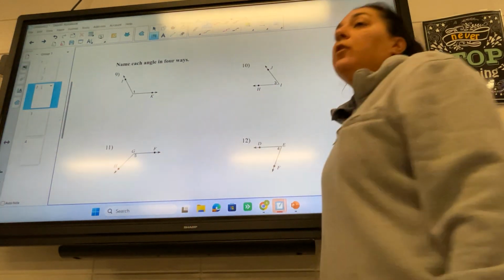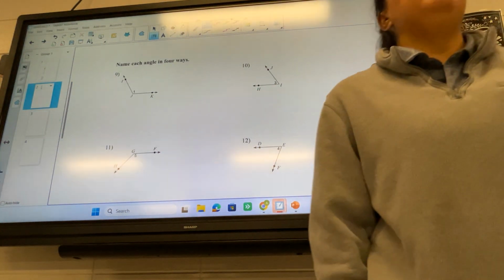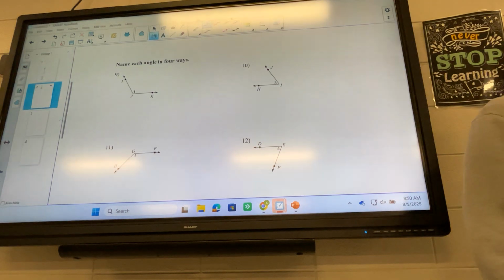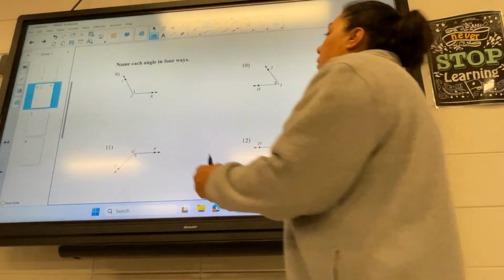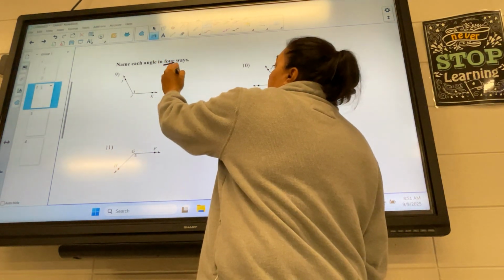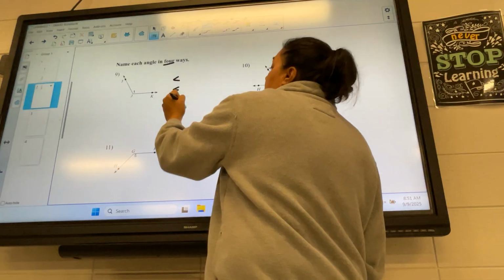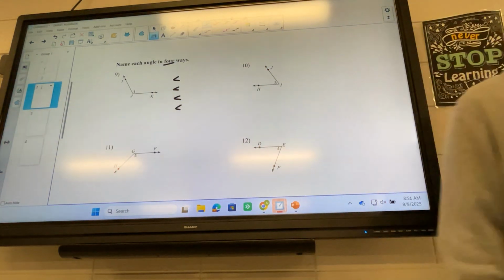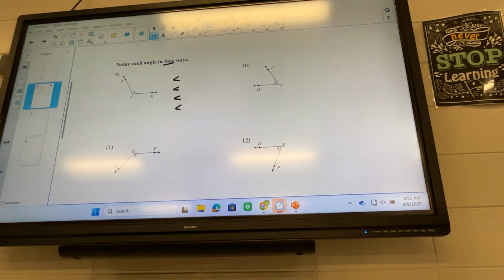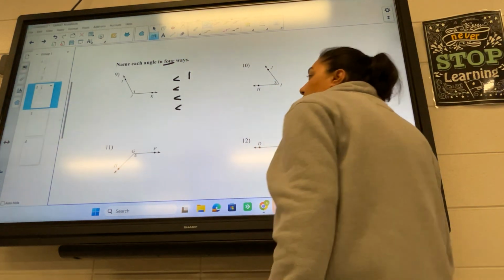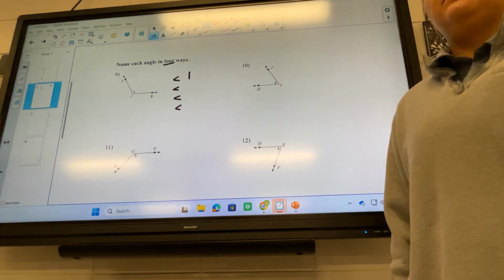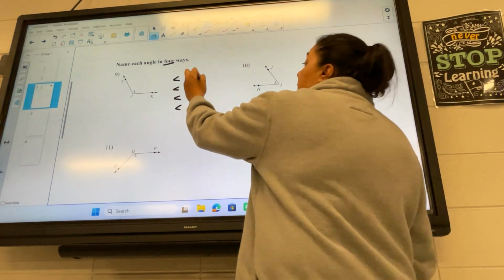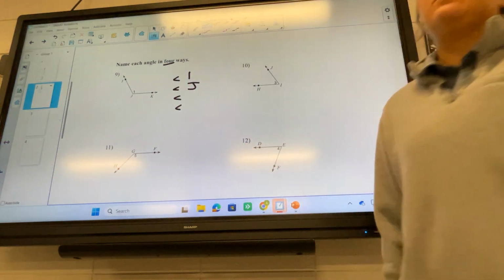Okay, name each angle in 4 ways. How do you name an angle? What do you need to have for the symbol? Remember? Yeah, the little alligator mouth. Okay, so we know it's 4 ways, so we're gonna have 1, 2, 3, and 4 alligator mouths. What is one of the ways that I can name the angle? Just the number 1. Okay, so we can say 1. What else could I say? Just J. We can name it by just the vertex.